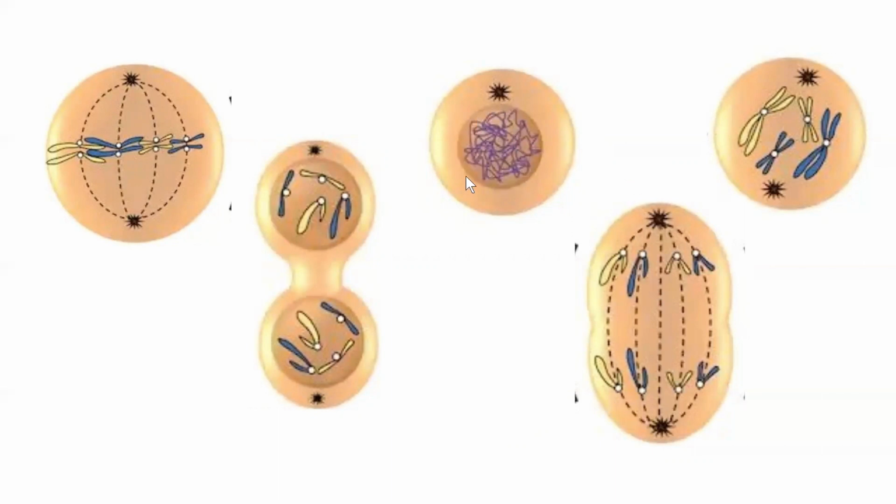This would be a cell that is in interphase. I can tell it's in interphase and not in prophase because I can't see the chromosomes. They're not condensed yet. That means that this has to be prophase because the chromosomes are condensed, but they're not lined up on the center yet and they haven't been pulled apart.